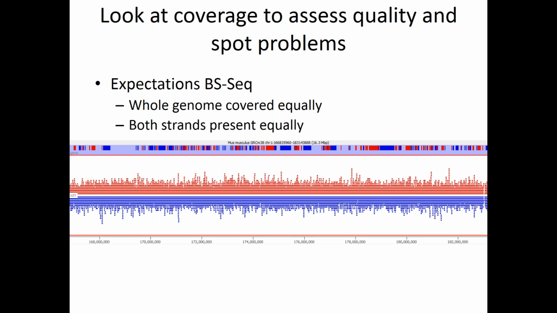What we should expect to see in a bisulfite data set is that we cover the whole genome pretty equally, all the way across, because we're not selecting, we're not biasing, and that from a read perspective we should see both the top and bottom strands equally, because again, we're not selecting. So you should have a look and see if that's true for your data and make sure it's behaving the way you expect. You'll probably find some places where that's not true.